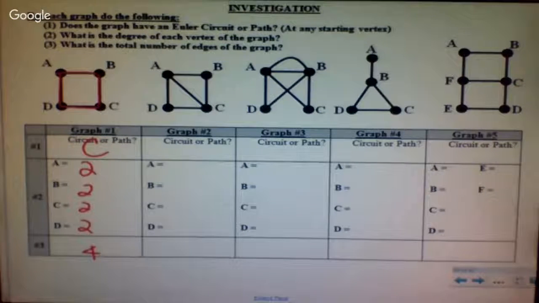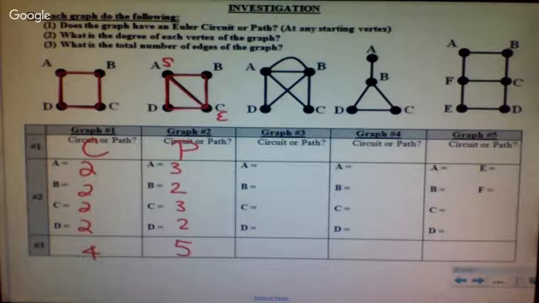Take a look at graph number 2. You say this one's a path. If I start at A, I can trace down, around, and I end at C. So this would be my start and this would be my end. So yes, this is a path, not a circuit. You do not go back to the starting point. What is the degree of A? 3. B, 2. C, 3. D, 2. And how many total edges? 5.